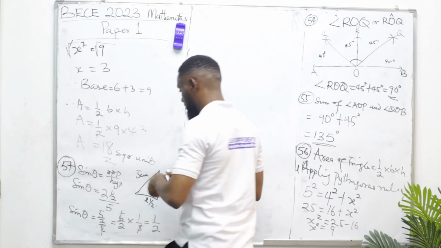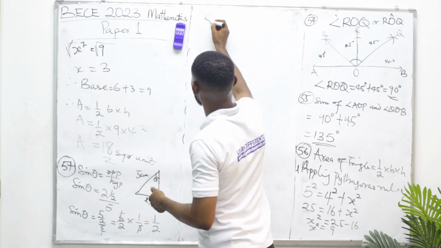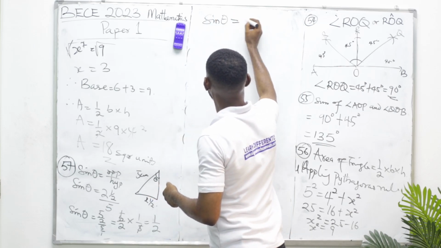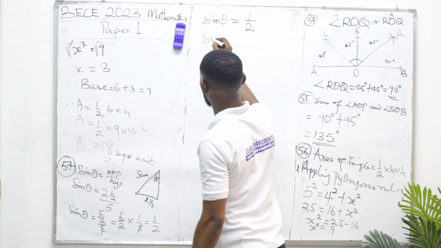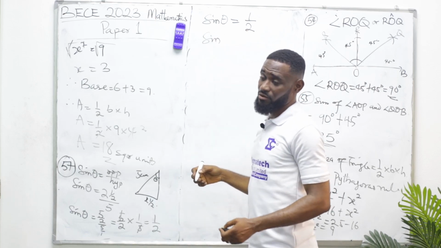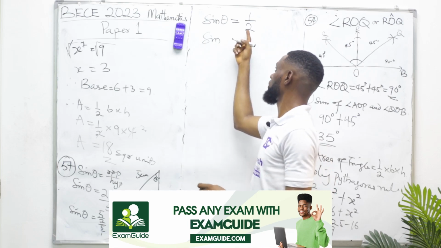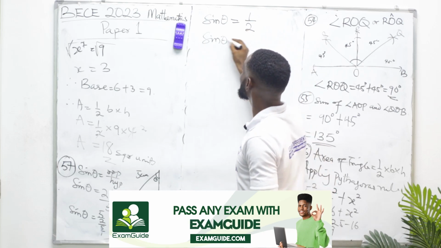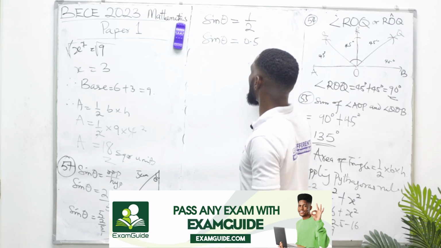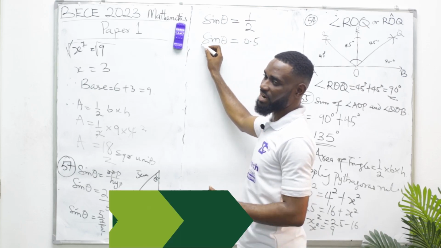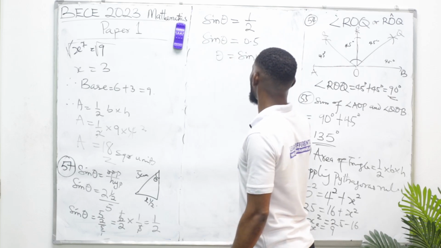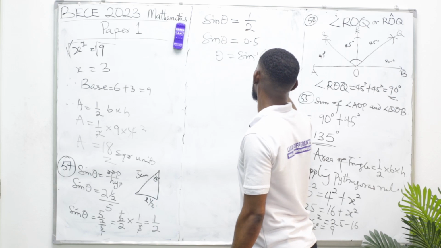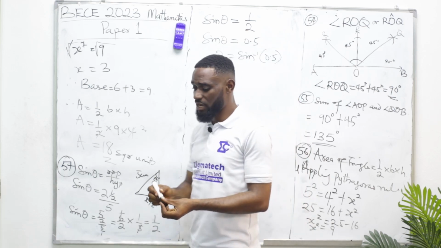All right, so from that explanation, sine theta is equal to 1 over 2. Once you're given sine theta or cos theta, whatever, and you are finding theta, it's good you put this in decimal number. Sine theta is equal to 0.5. Right? So to get theta, we will get the sine inverse of this. So theta is now equal to sine inverse of 0.5. Your calculator can help you do that.